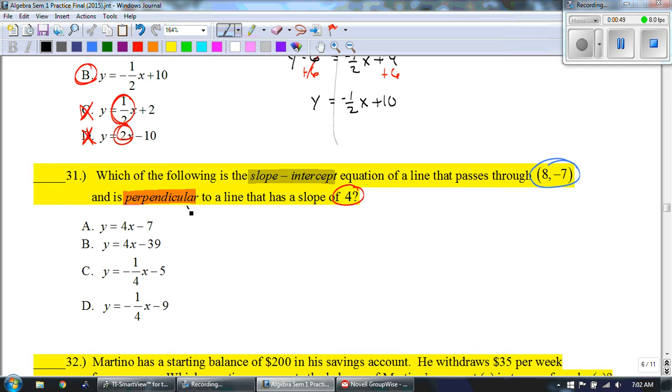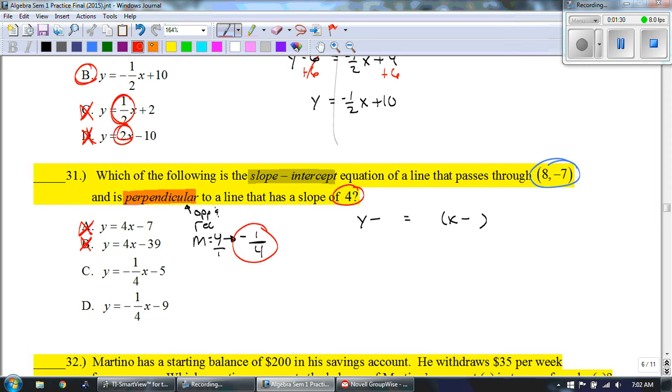Well, remember that perpendicular means opposite and reciprocal, okay? So if our current slope is 4, I need to take the opposite of that, so it's going to be negative, and the reciprocal. Well, it's not a fraction. Well, technically it is. It's 4 over 1. So my new slope would be -1/4. Now, if you look, A and B do not have a slope of -1/4, so I can already get rid of those.